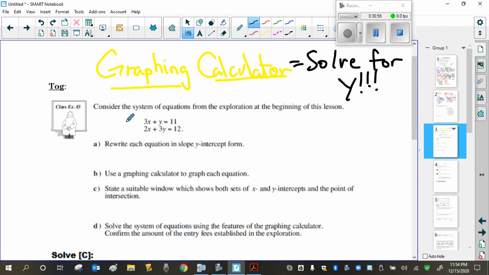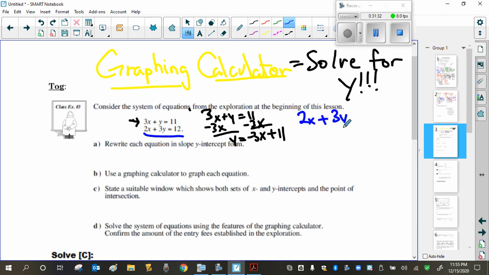I'm going to solve for y. I'm going to do these one again. So 3x, get out of here, book. Get y by itself. I subtract 3x. Get y equals negative 3x plus 11. All right, your turn to do this one. And I'll give you 1 minute to solve for y. Get y by itself.